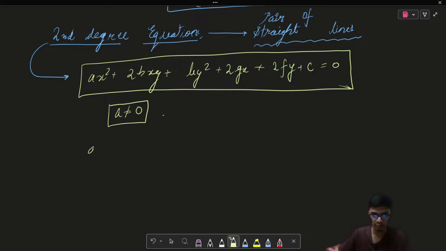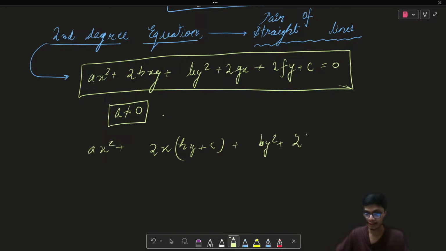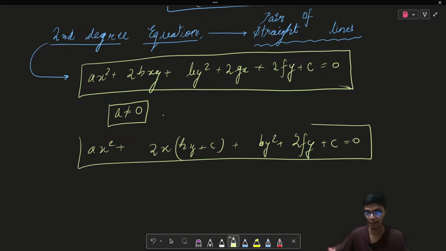Okay, so if I compose this equation as a quadratic in x, then I should have the terms like x and x square, and all the remaining terms are written as constant. So all the terms containing only y and constant will be constant, right? So that is my idea over here, to make it basically a quadratic equation in x. Okay, so this is basically a quadratic equation in x.